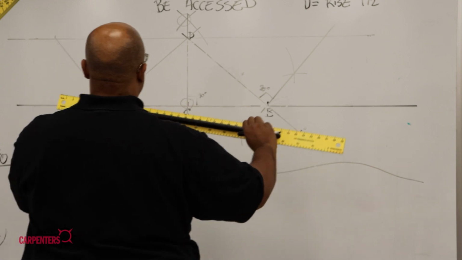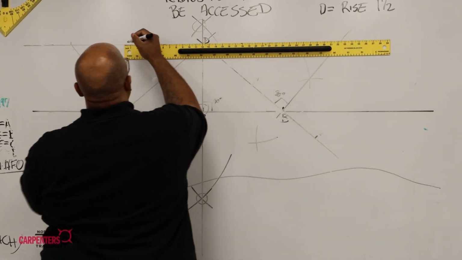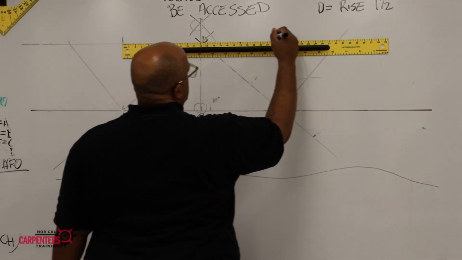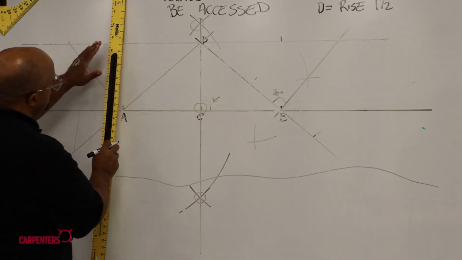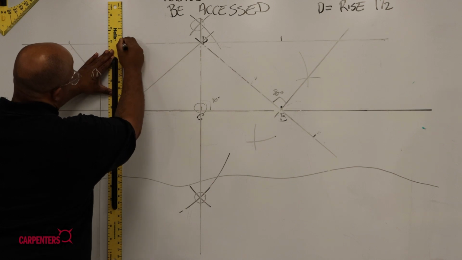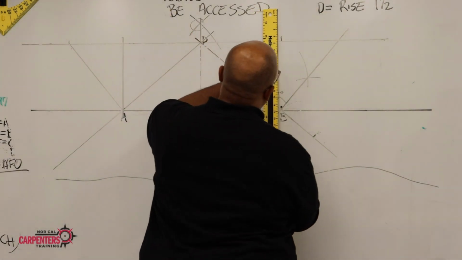So what I'm going to do is I'm going to come up here, measure over my 1 foot. Now I'm going to snap a line from that point there too as well, going down to my A. What I do to one side, I do to the other.